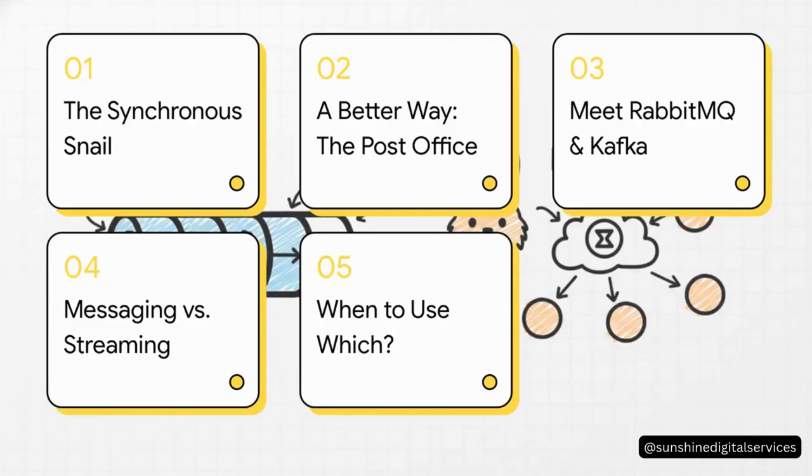All right, so here's our game plan. We're going to start with the old, slow way of doing things. Then we'll look at a much better way using a simple analogy. After that, we'll meet our two main contenders, break down what makes them so different, and finally, figure out when you'd use one over the other.